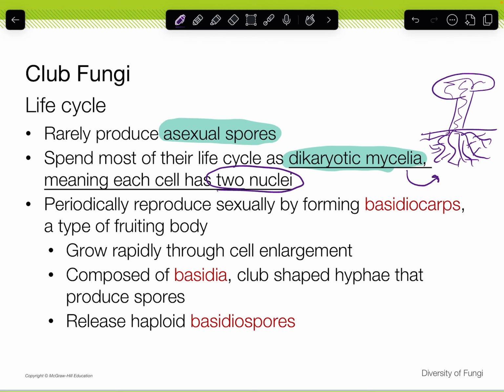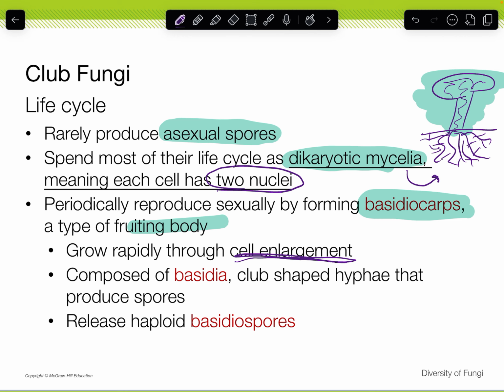And periodically, they're going to reproduce sexually by forming basidiocarps, all right? And basidiocarps are essentially a type of fruiting body. Remember, the fruiting body would be that part. So they're going to make basidiocarps, and this happens because they're going to grow very, very rapidly through cell enlargement. So they're absorbing a lot of water, nutrients, and things of that nature.